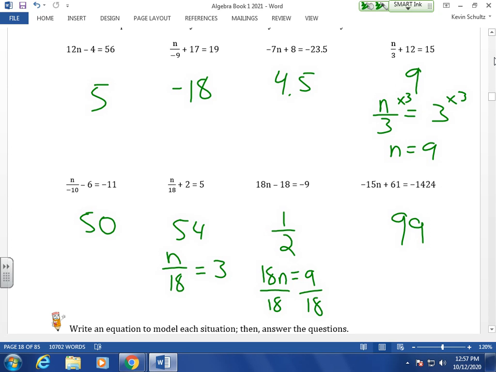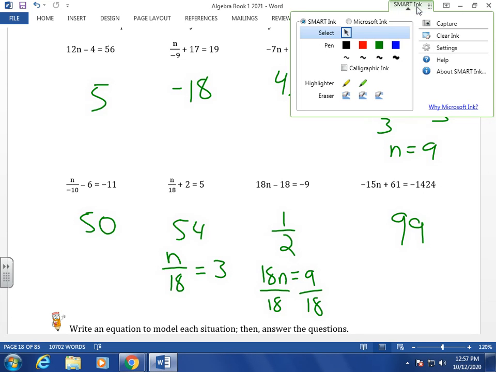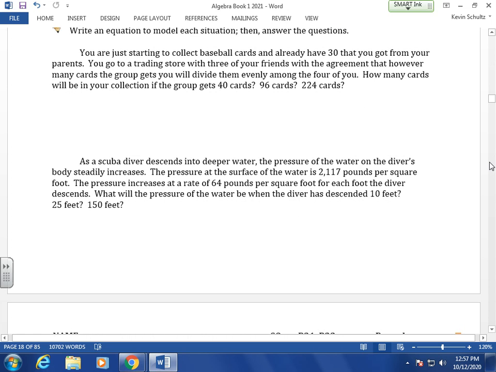Okay. The 2 word problems down at the bottom. What expression did you write for the first one, where you've got these 30 baseball cards from your parents, and then you and 3 other people are going to a store, and however many cards you buy from the store, you will divide evenly among the 4 of you? Caroline. Sorry, I did 30 plus x divided by 4. Is that 30 plus x in the numerator of the fraction, or is it separate?